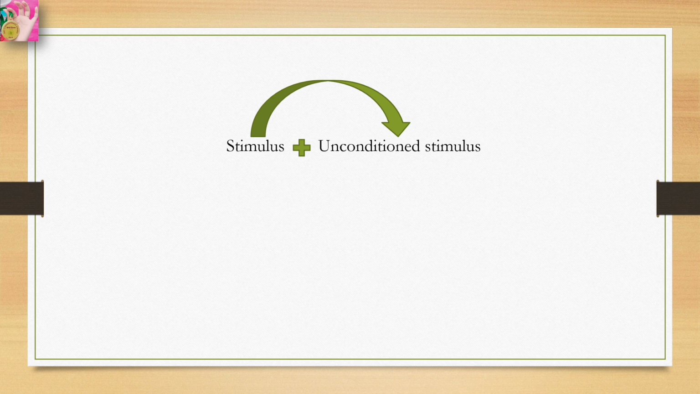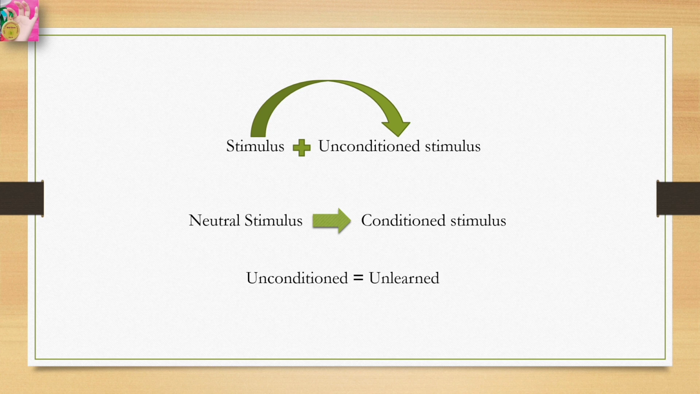When a previously neutral stimulus, through repeated pairing with the unconditioned stimulus, begins to cause the same kind of reflexive response, learning has occurred. The neutral stimulus can now be called a conditioned stimulus. Unconditioned means unlearned, and conditioned means learned.